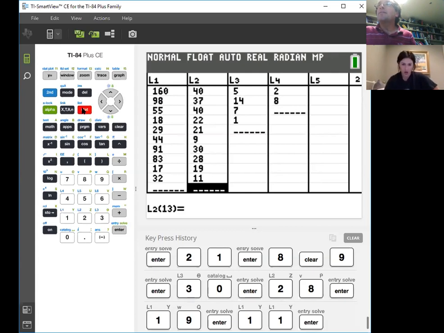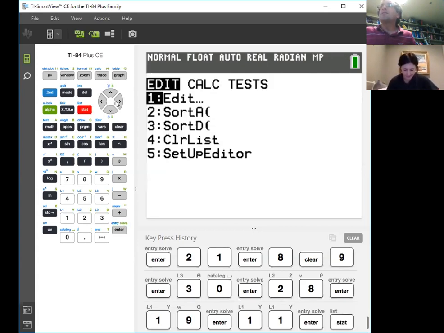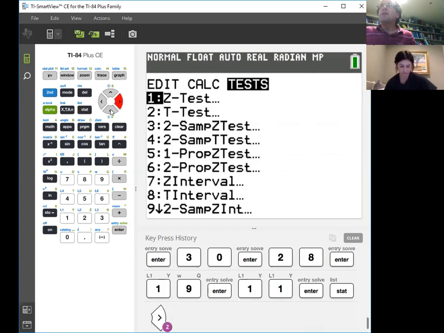Okay, so then I'm going to go ahead and hit stat. I'm going to go to tests. And which one do you think it is this time? Two-sample z-test? Two-sample t-test. Yeah, z, we're never going to use z in this class. Two-sample z-test is only when you know population standard deviations, which never happens. So two-sample t-test.